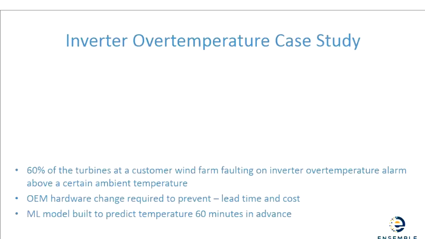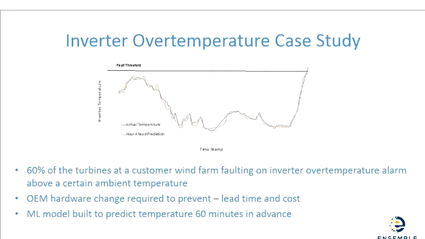So what we did, we took the data, we built a machine learning model of the inverter temperatures, and we did some forecasting. We said, okay, this is what we think the temperature is going to be 60 minutes in advance. Here's an example of our predicted temperature. We predicted this an hour ahead in orange, and then the actual temperature in blue. You can see that we're able to predict, with very high precision, what the temperatures are going to be.